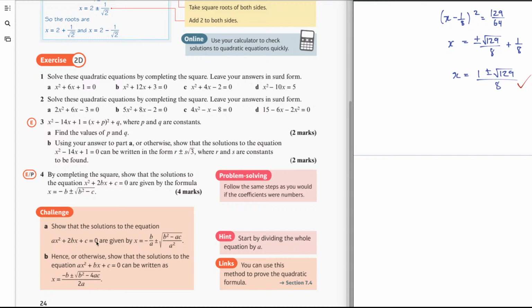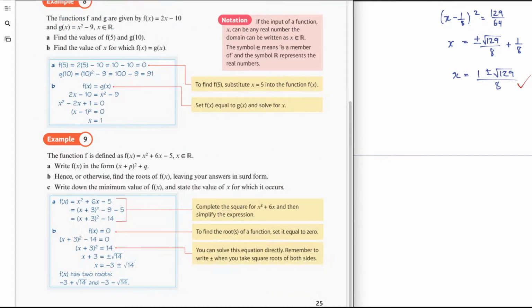The challenge says, show that solutions to the equation ax squared plus 2bx plus c equals 0 are given by x equals negative b on a plus or minus the square root of b squared take ac over a squared. And then it says, hence or otherwise show that solutions to the equation can be written as x equals negative b plus or minus the square root of b squared take 4ac over 2a. So this is how you can derive the quadratic formula. And again, I will leave that one up to you to have a go at, to experiment with. I think it's good practice to try to derive that yourself.